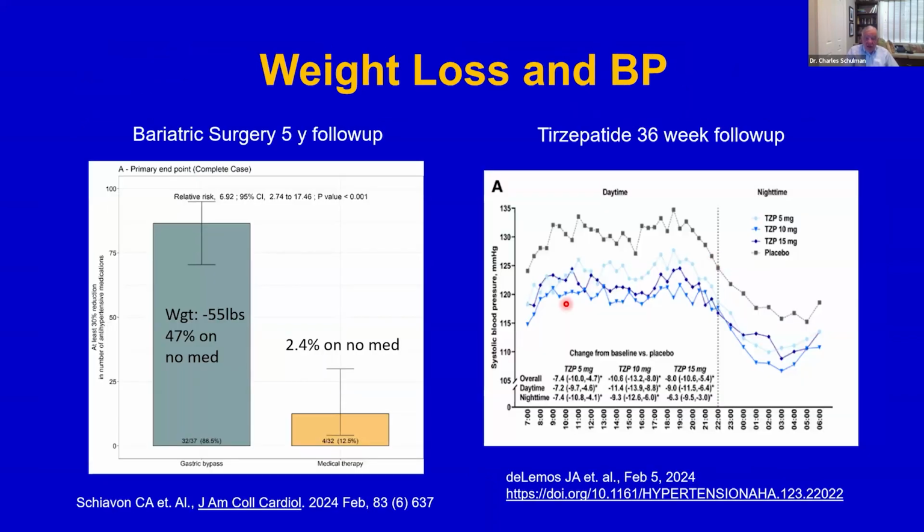This is some information on weight loss. Two recent studies. One, a 5-year follow-up of bariatric surgery. When people were treated with bariatric surgery as opposed to medical therapy, the people who were treated with bariatric surgery lost an average of 55 pounds. And at the end of 5 years, almost half of them were not on any blood pressure medicine anymore. This compares with only 2.4% of people who were treated with medical therapy.